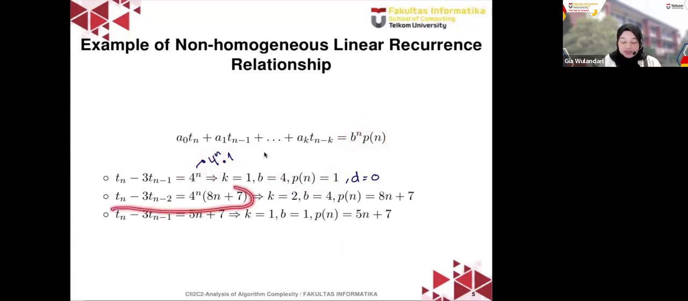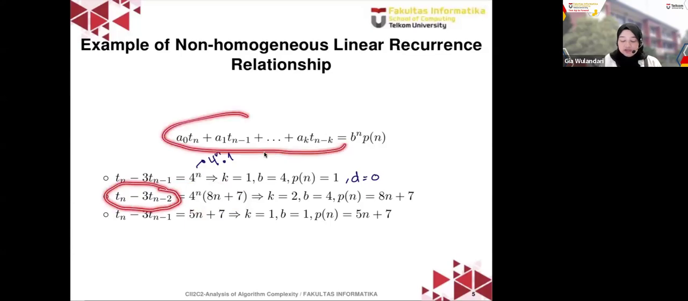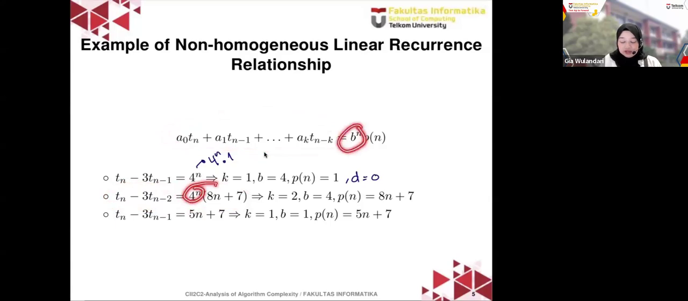Another example, this. So this is the left-hand side part. This is b to n, and this is the polynomial. So the highest subtraction we have in the index is 2. The power we have, b, is 4. And the polynomial we have is 8n plus 7. So the degree of the polynomial is 1.